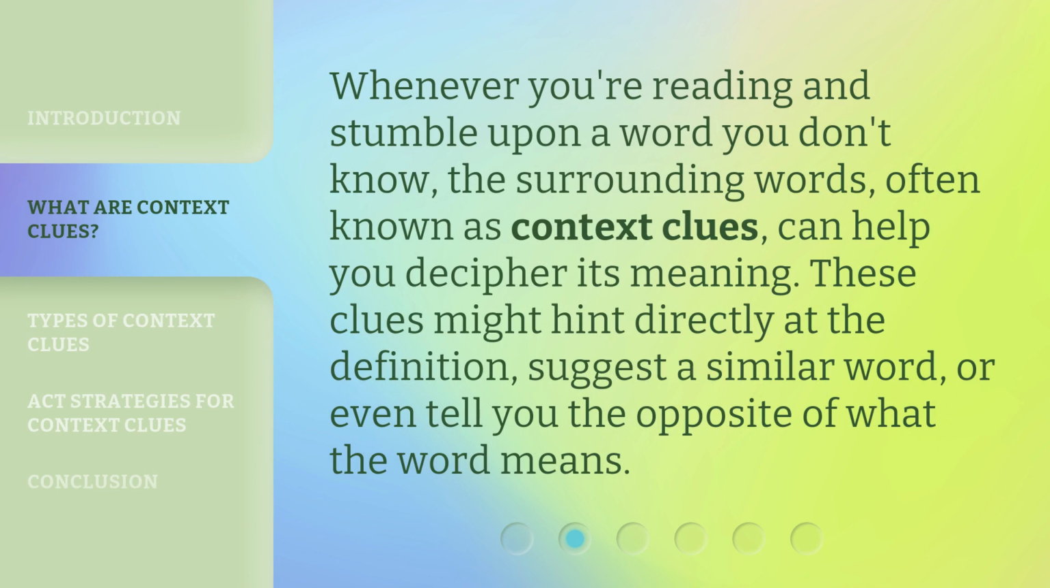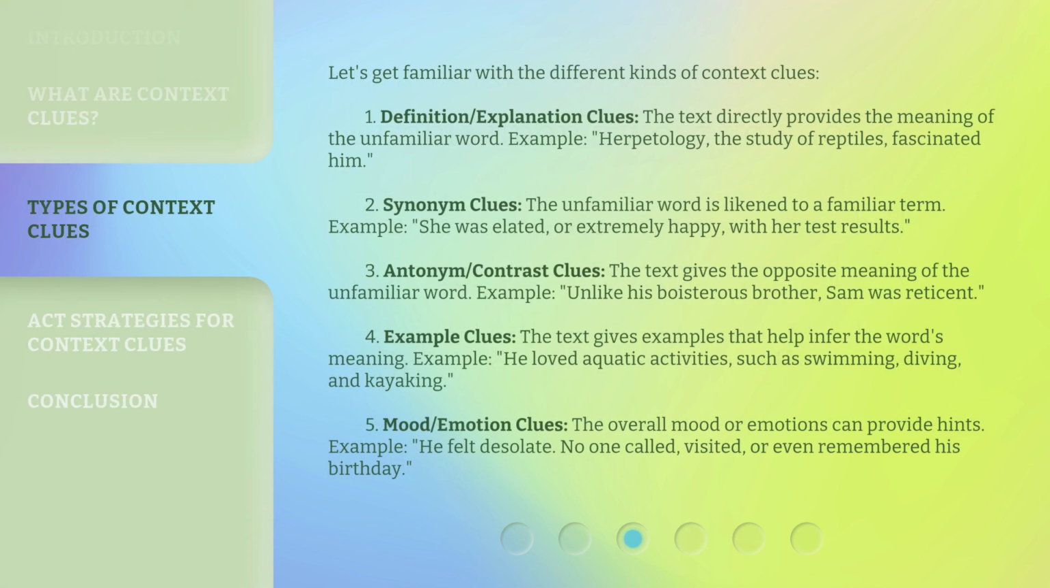Whenever you're reading and stumble upon a word you don't know, the surrounding words, often known as context clues, can help you decipher its meaning. These clues might hint directly at the definition, suggest a similar word, or even tell you the opposite of what the word means. Let's get familiar with the different kinds of context clues.